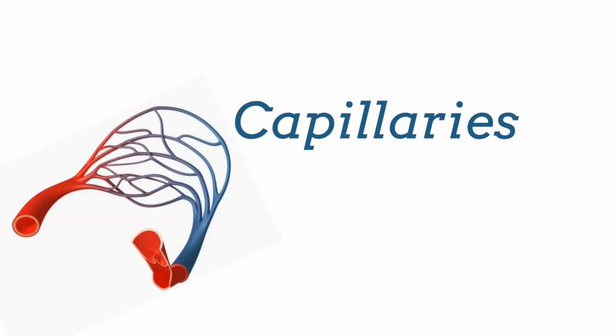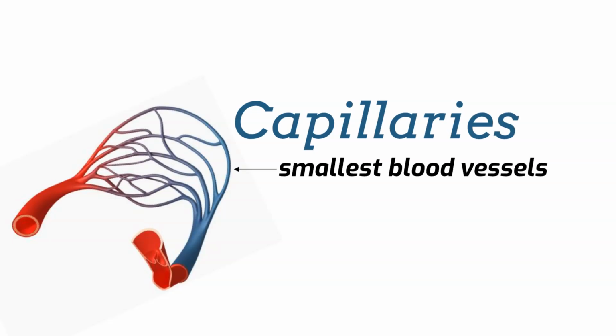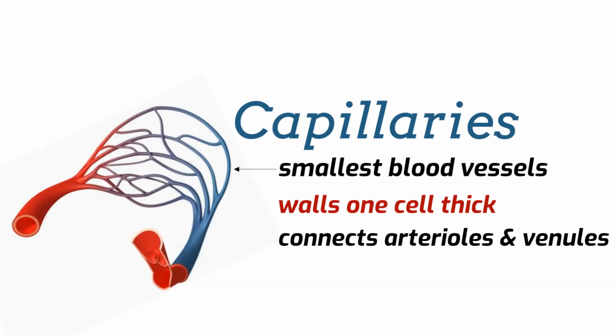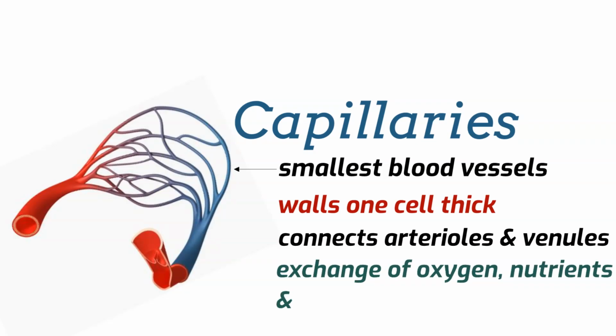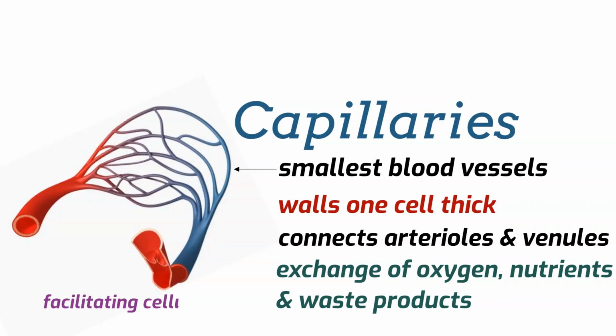Capillaries. These are the smallest blood vessels, with walls that are only one cell thick. Capillaries form an extensive network that connects arterioles and venules. It is within the capillaries that the exchange of oxygen, nutrients, and waste products occurs between the blood and the body's tissues. The thin walls of the capillaries allow for efficient diffusion of these substances, facilitating cellular respiration and metabolism.